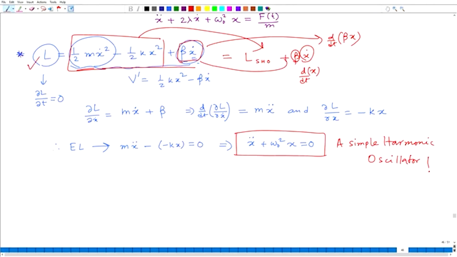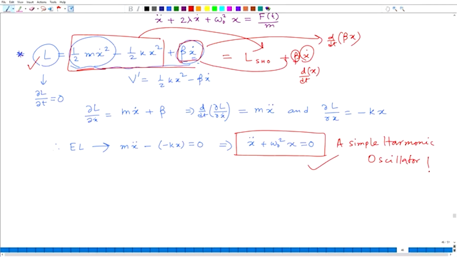So, this is a Lagrangian which is an equivalent Lagrangian of the Lagrangian of a simple harmonic oscillator, and that is why, although it looks a little bit strange for you maybe for the first time, it will always give you the equations of dynamics of a simple harmonic oscillator.